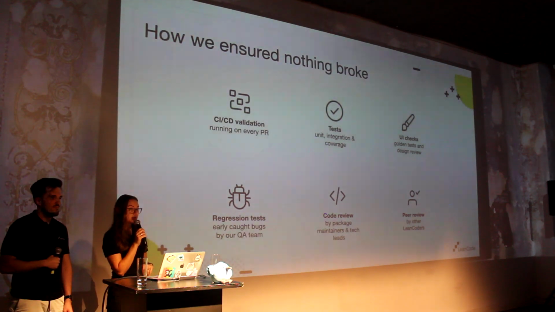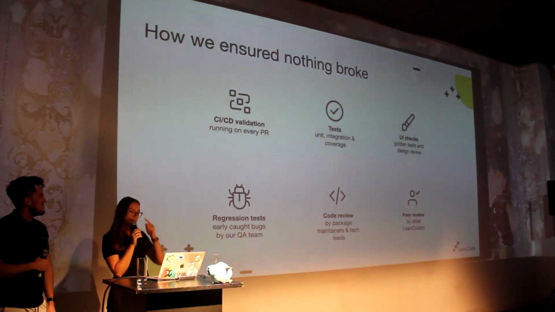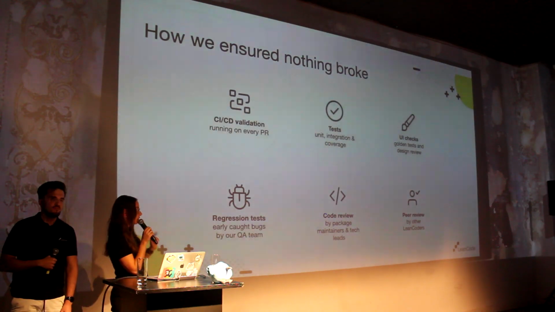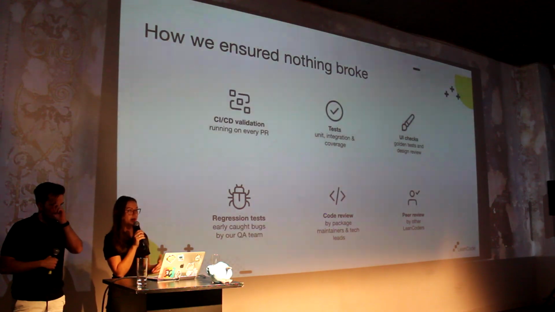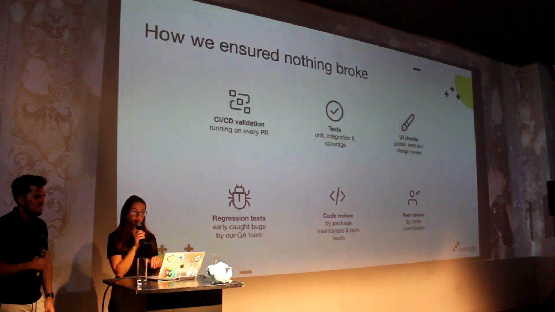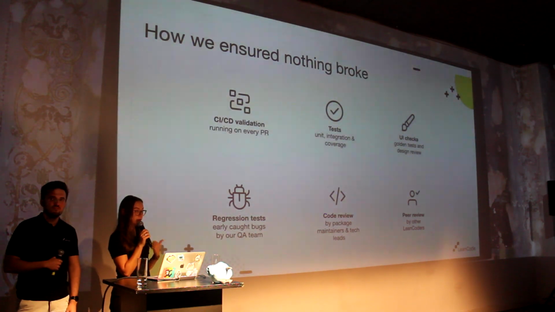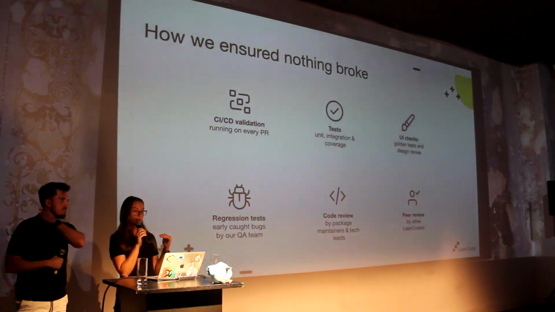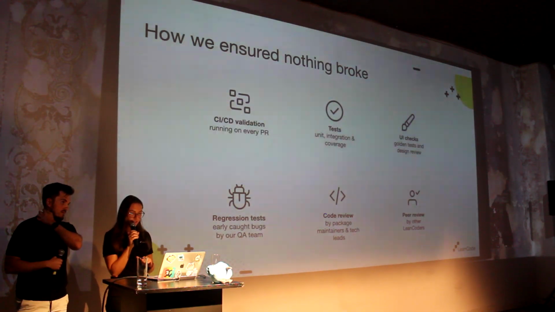So, how did we ensure nothing broke during this massive refactoring effort? We created a 6-layer safety net. First, we have CI/CD validation, so we have pipelines running on every PR to check that we didn't break anything in other parts of the app. Second, we have solid test coverage: units, widget, and integration tests, and we set our coverage threshold at 80%. And this is also part of our pipeline checks.